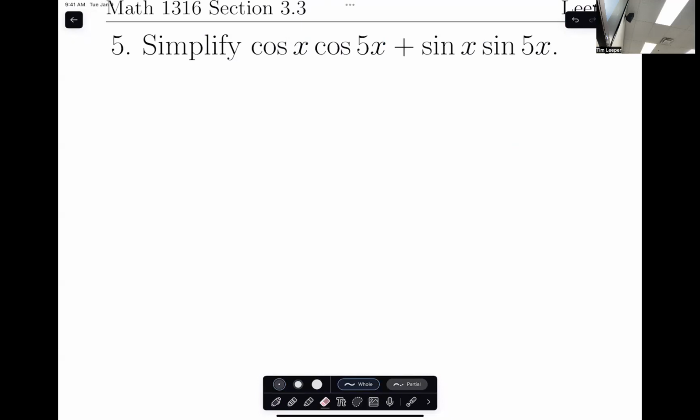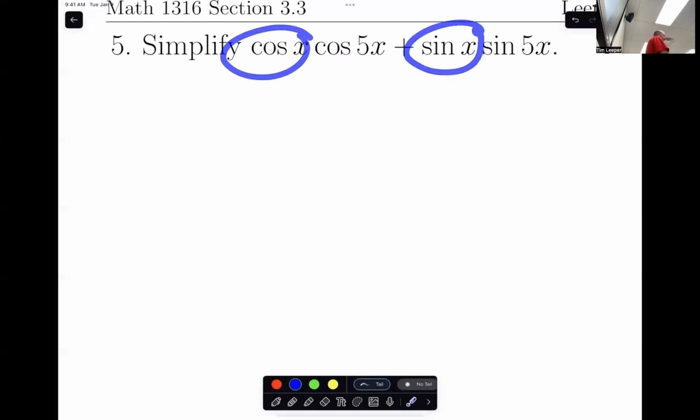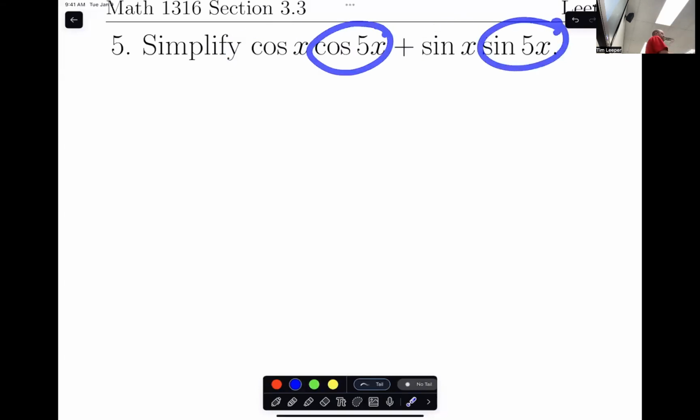Okay, so looking at this, notice that we have cosine of x, cosine of 5x plus sine of x, sine of 5x. Notice that the first of each of the terms and the second of each of the terms both have the same argument. So I don't need to deal with any odd or even for sine or cosine. So what is this going to become?